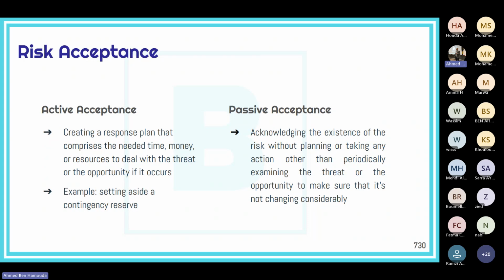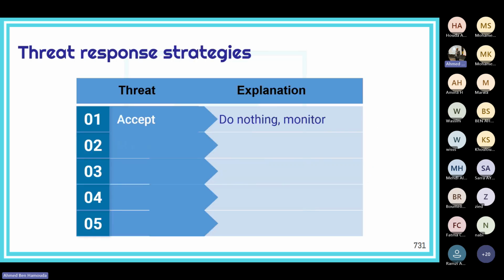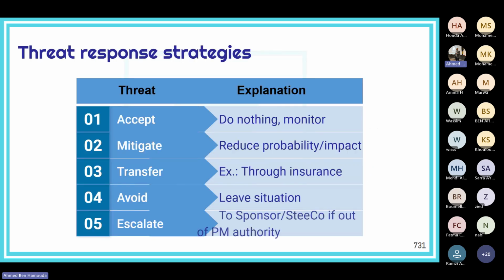That's not taking action, just watching, monitoring the risk. Active acceptance is the opposite. It's actually preparing a response plan, and reserving the necessary time and resources for it in order to deal with the threat or the opportunity if they occur. Okay, such as setting aside a contingency reserve. So in the RMP certification, you will have several questions and several scenarios about passive acceptance and mainly active acceptance.